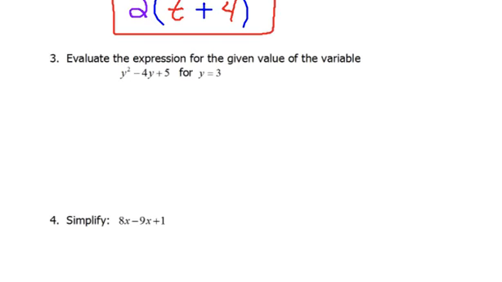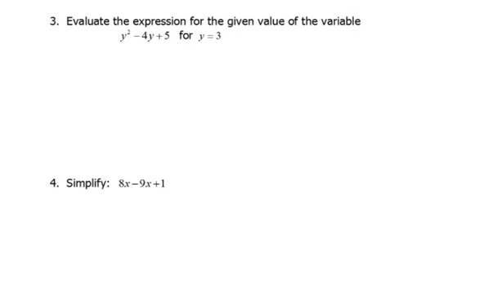Alright, another example of things that we need to be able to do. We need to be able to evaluate expressions. Now again, it says evaluate the expression. An expression does not have an equal sign. So notice that this is our expression. There is no equals in here anywhere. We're going to evaluate this, or simplify it, for the given value of the variable. They said for y equals 3.